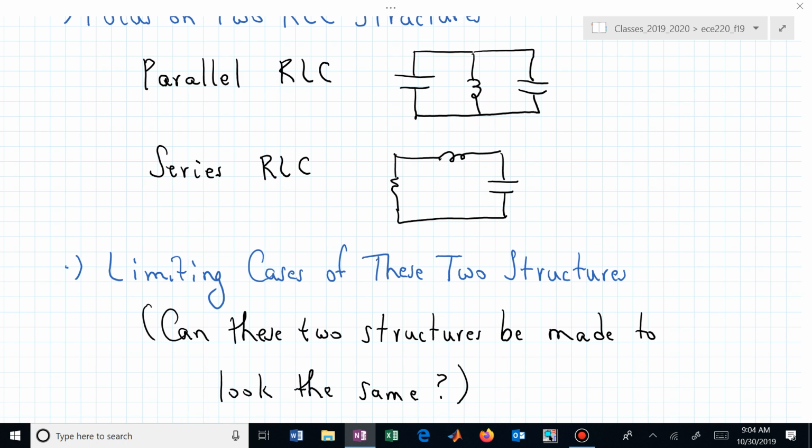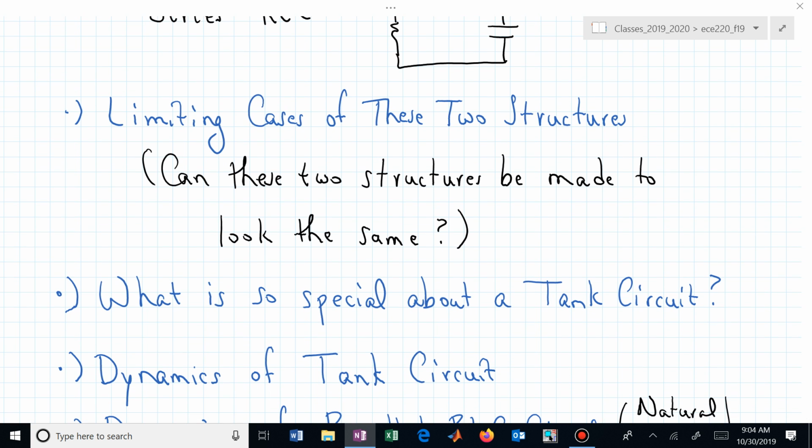Then we'll look at limiting cases of these parallel and series circuits, and really we're asking the question, can we make these 2 circuits, or these 2 structures, look the same? Can that be possible? Well, I wouldn't be asking that question if it was not. So that will lead us into, and I'm not going to spoil it quite yet, a tank circuit that results when those 2 circuits look the same.